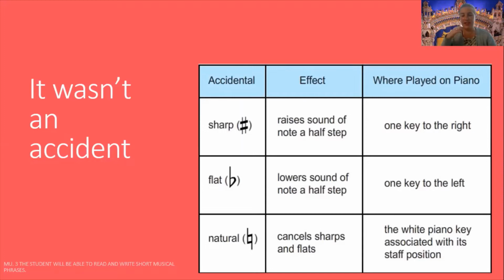Natural cancels any flats or sharps that were previously there. So if in a measure you see F sharp, F natural, you're going to go back down to the original F with no sharps or flats. It's kind of like, cancel, never mind that.